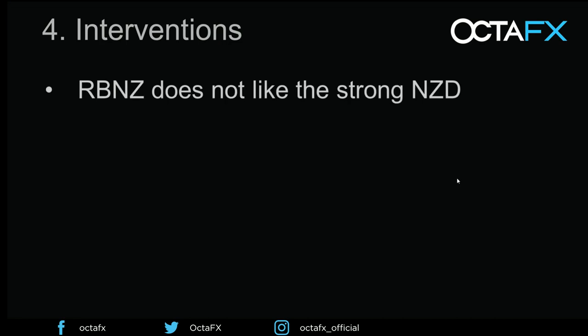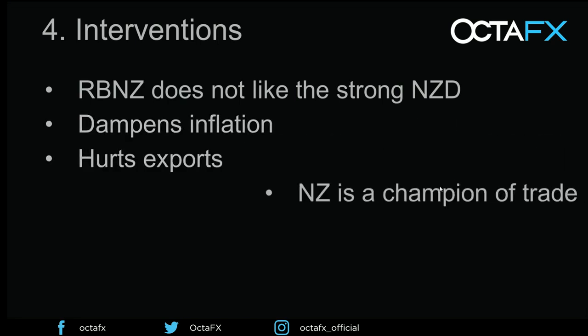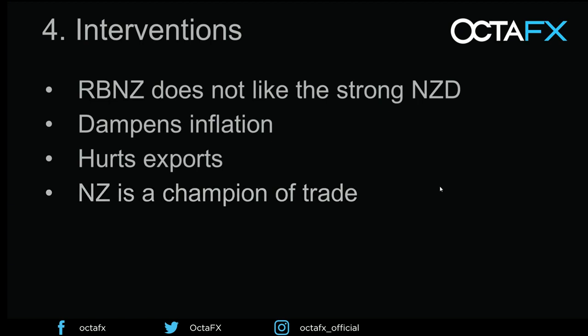When we talk about interventions, we often think about the Swiss National Bank or the Bank of Japan, but it also happens in New Zealand. The Reserve Bank of New Zealand does not like the strong New Zealand dollar. It's bad for exports, makes them less competitive, and weakens inflation, making it too low. So sometimes they intervene. How do they intervene? On one hand, they want to remain champions of trade. They're supportive of every trade agreement, and they want to make their exports and trade more competitive.